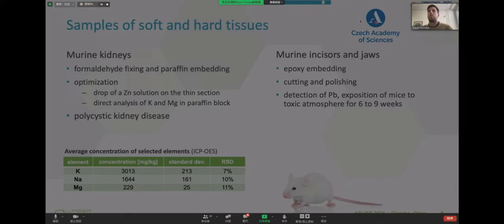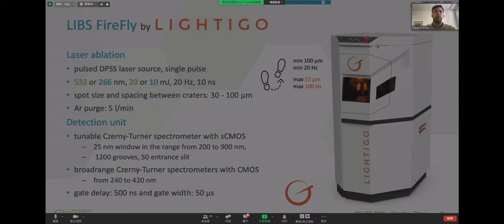And all those samples were obtained from our cooperation with the Czech Academy of Sciences. The cooperation between our group and biologists is really necessary, and it takes quite some time before one gets really nice results because of the optimization.